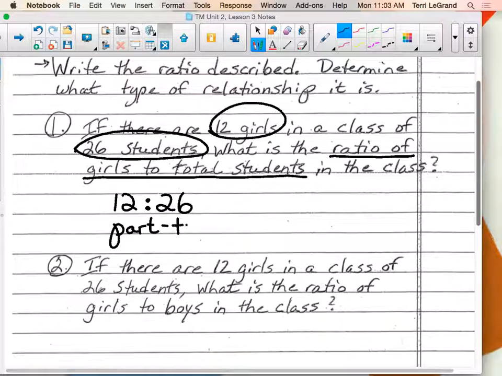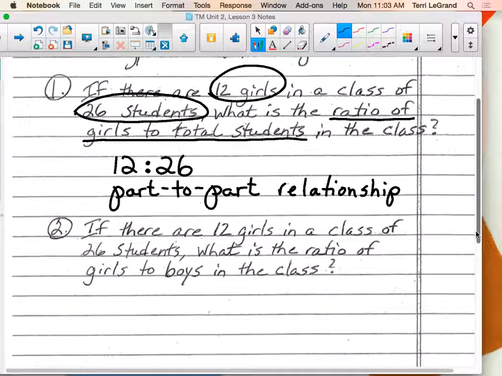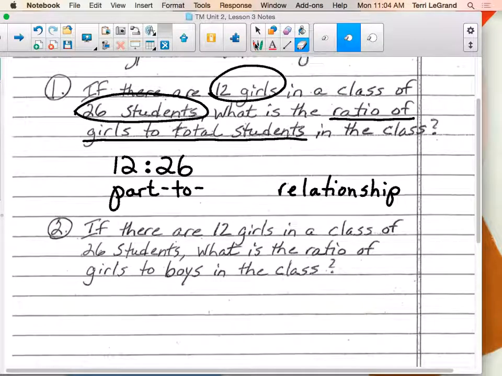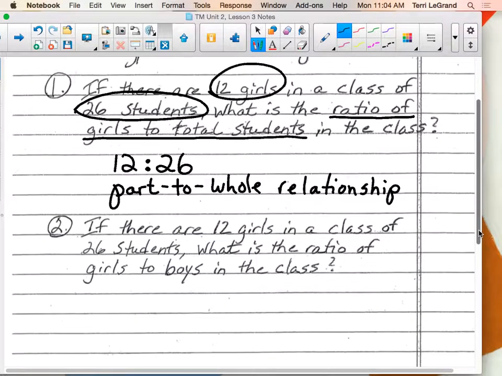We are comparing the number of girls to the total number of students, the whole. So we're going to say part to part relationship. Oh, and I wrote part to part. You told me it was part to whole, and I agreed with you even, didn't I? Goodness sakes. Okay. Thank you for correcting that. Part to whole relationship. So if you copied me, you're wrong just like I was, sorry. So it's a part to whole relationship. Okay, any questions?